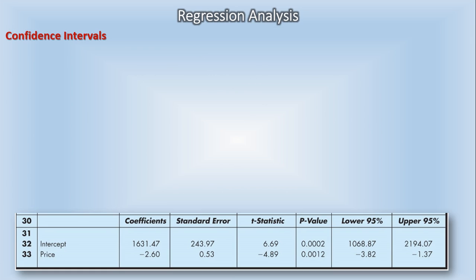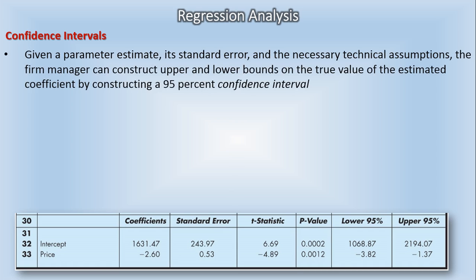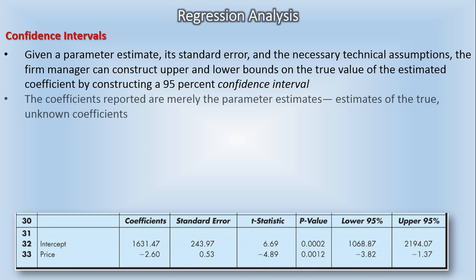All right. We can figure out where the actual values might lie in reality, in the actual markets that we're interested in, via what are called confidence intervals. So given a parameter estimate, its standard error, and some necessary technical assumptions, which we won't go through here, the firm manager can construct a lower and an upper bound on the true value of the estimated coefficient by constructing a 95% confidence interval. The coefficients reported are merely the parameter estimates of the true unknown coefficients.